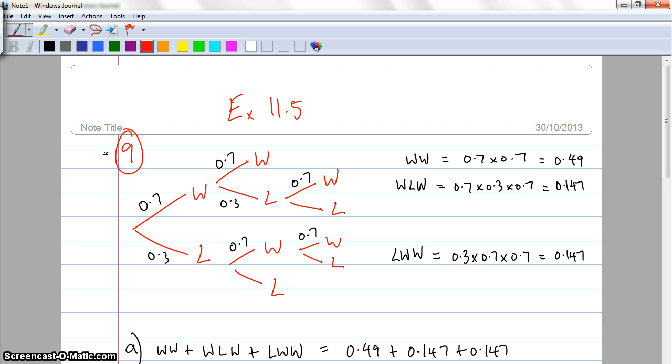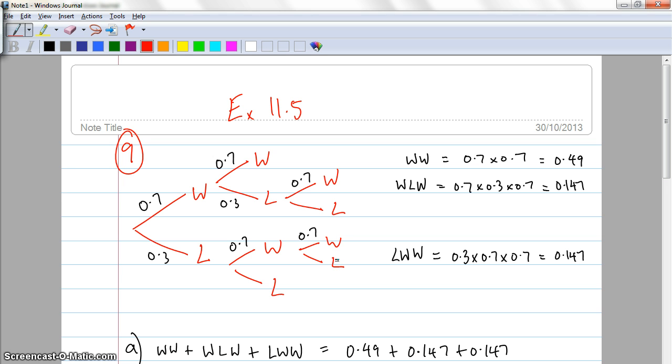The first answer, I think most people understood. We're just working out the probability of the person winning a tournament at a best of 3. So he either wins the first 2, or he wins, loses, wins, or he loses, wins, wins, or he loses, loses. Those are all the possibilities that could happen out of a best of 3 scenario.